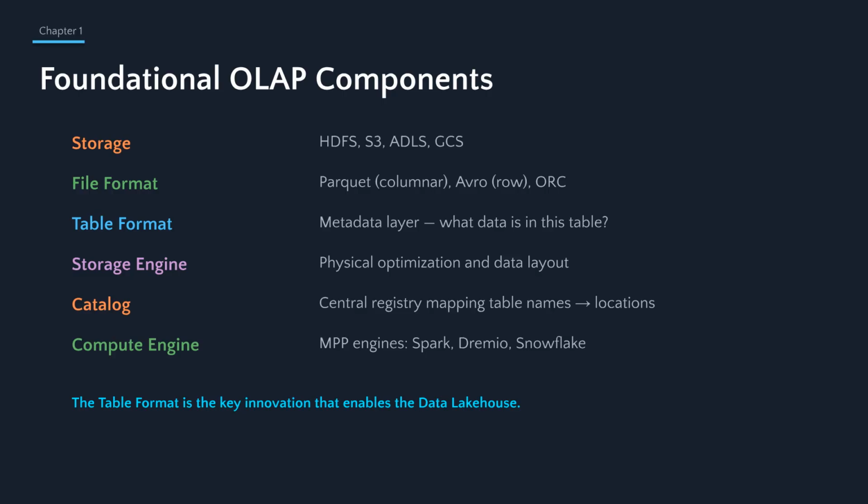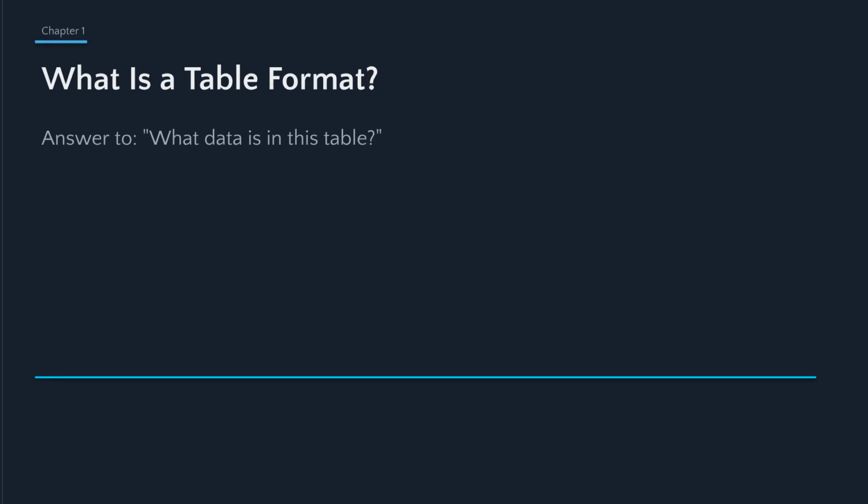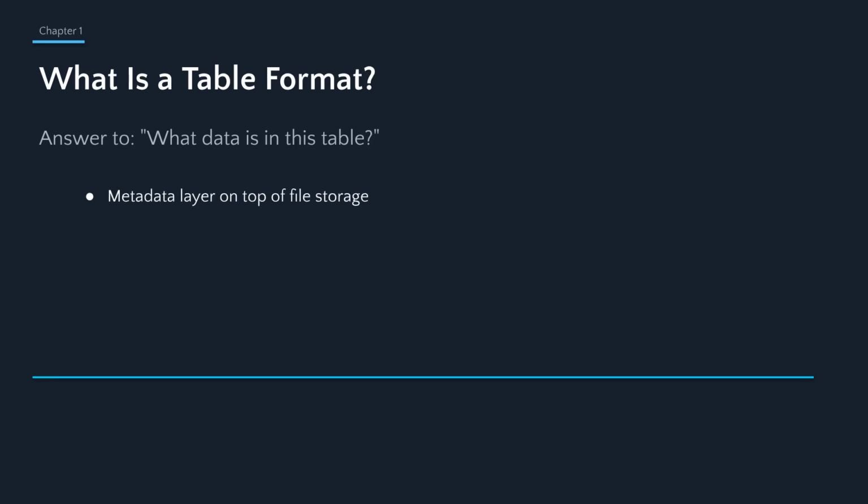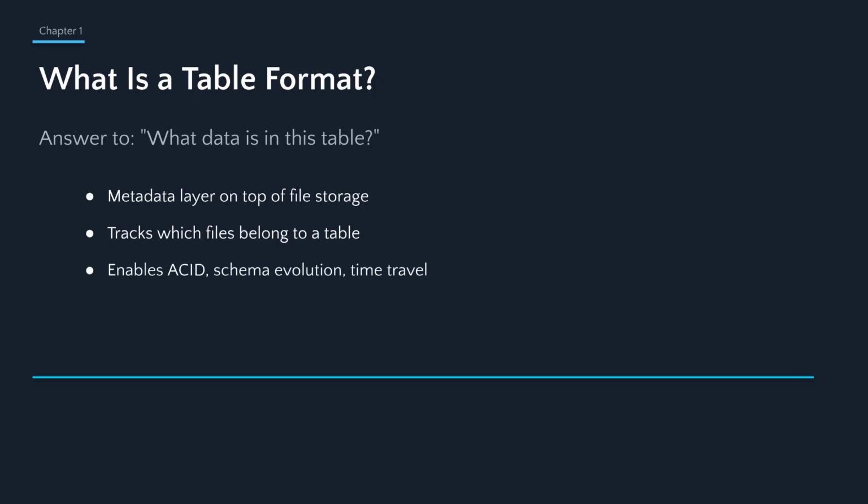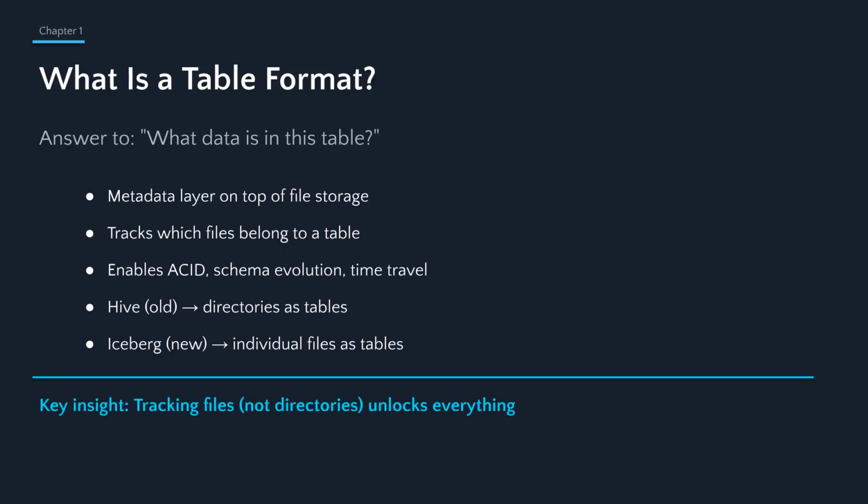And this is where the magic happens. What if we could get the best of both worlds? The openness and low cost of a data lake, combined with the performance and reliability of a data warehouse? That's the data lakehouse. And the key technology that makes it possible is the table format. A table format is a metadata layer on top of file storage that tracks which files belong to a table. This is what enables ACID properties, schema evolution, and time travel. The key insight is that tracking individual files, rather than directories, unlocks everything.